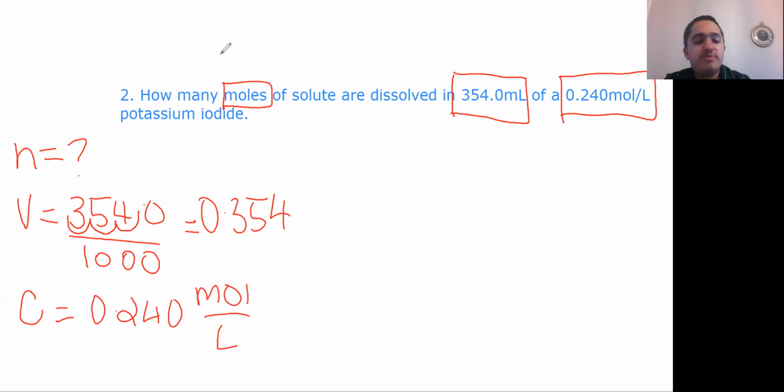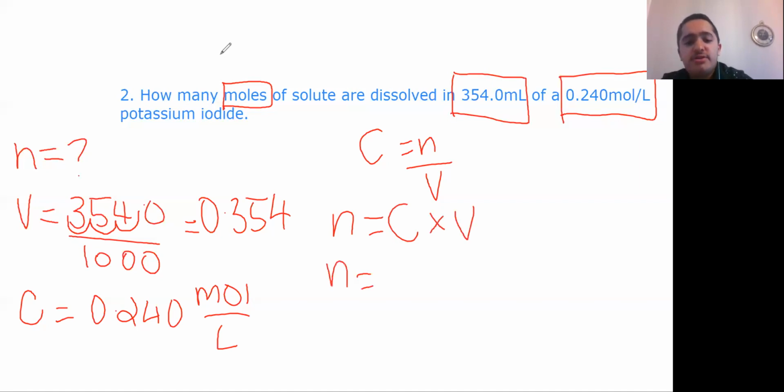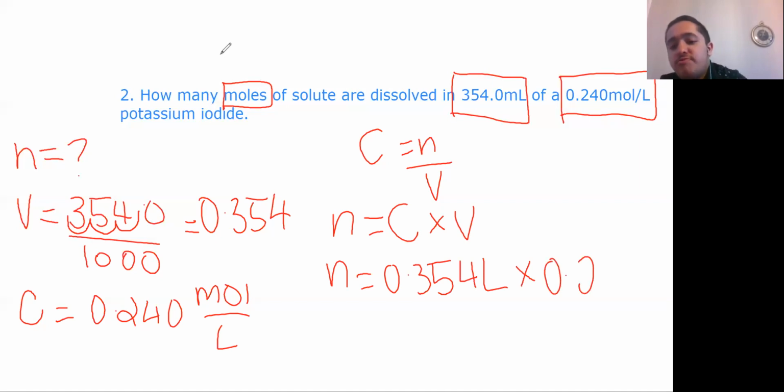So what do we do next? This is our standard formula. Always go back to your standard formula. What did we discuss on the first slide again? We need to do N is equal to C times V. So when doing C times V, we do 0.354 liters times 0.240 moles per liter. And then we cancel out the units. That's common mathematics, you need to already know. And then we just multiply.